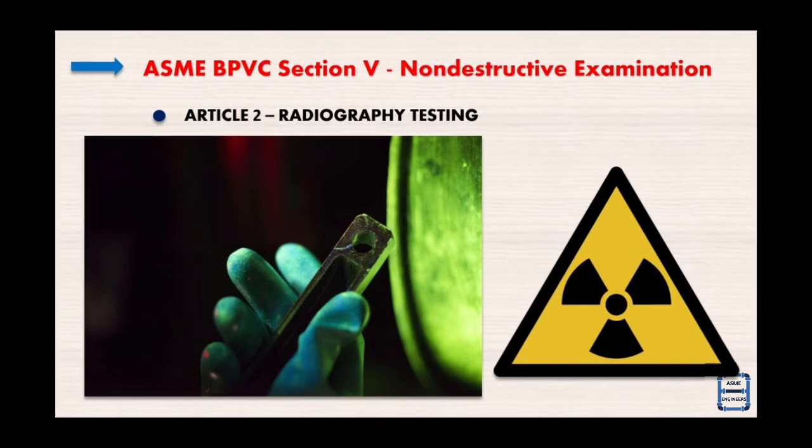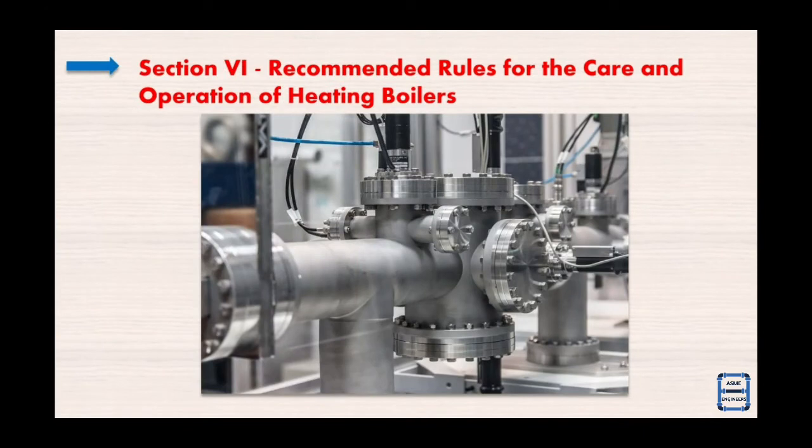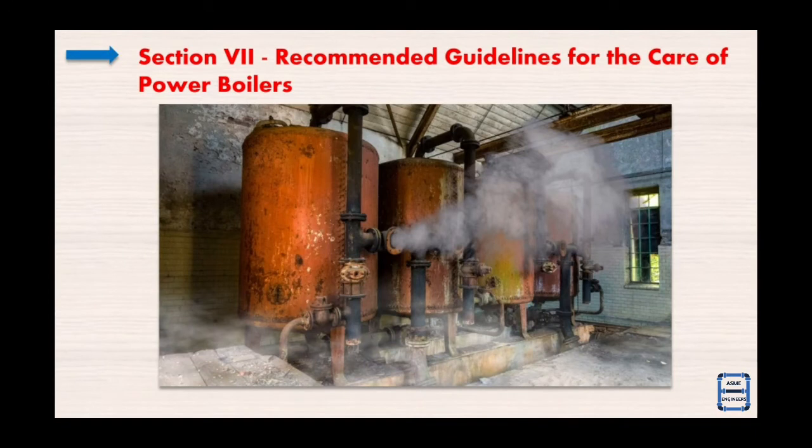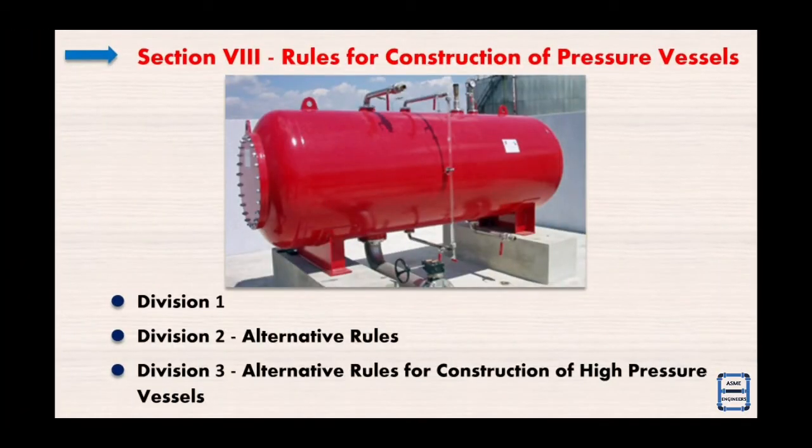Next is Section 6, which is about recommended rules for the care and operation of heating boilers. Next is Section 7, which provides recommended guidelines for the care of power boilers. Next is Section 8. It is an important section which provides us rules for the construction of pressure vessels. This section of ASME consists of 3 divisions.